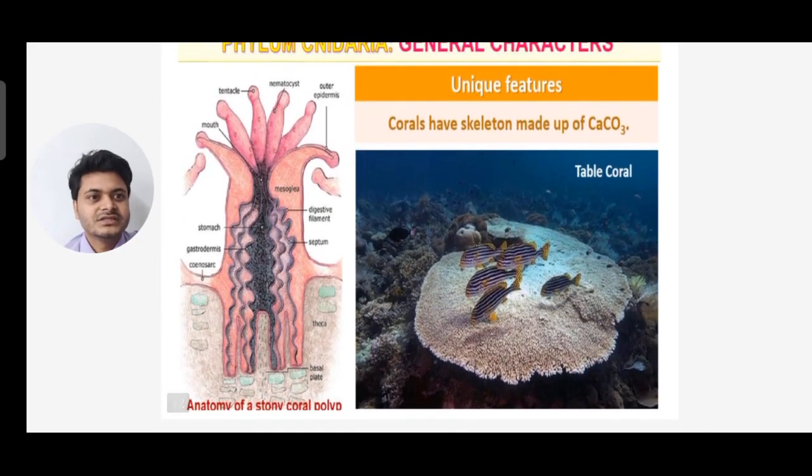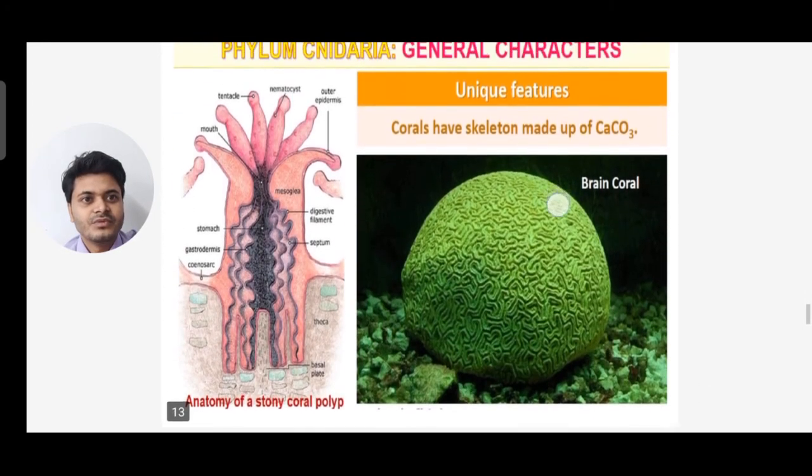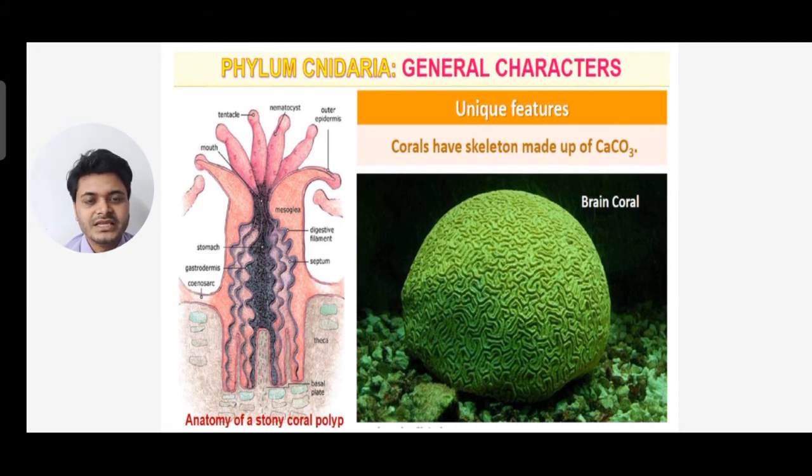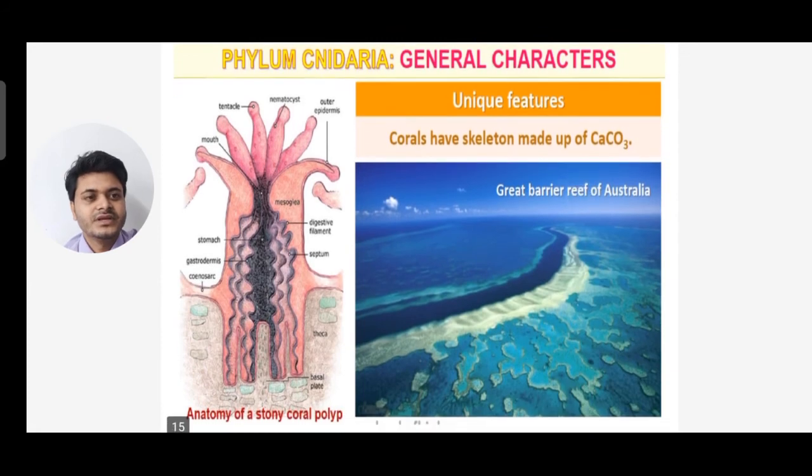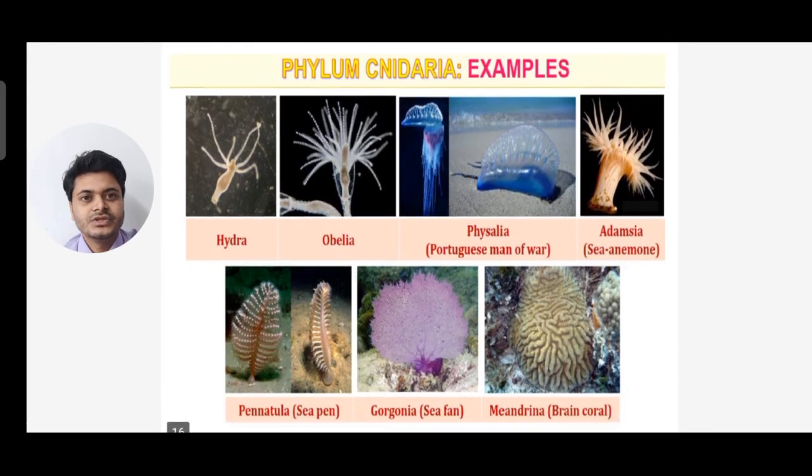So you can see next corals. It is staghorn coral. One more, you can see the brain coral, a highly magnified view has been given. Next you can see the pillar coral. All are made up of, this entire skeleton is made up of calcium carbonate. Then you can see the Great Barrier Reef of Australia. So these corals are also made up of calcium carbonate. So here are certain examples of phylum Cnidaria or Coelenterata.